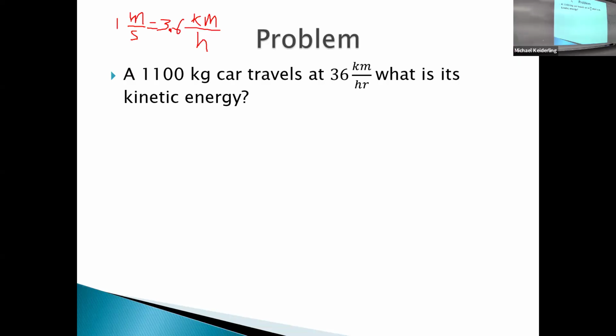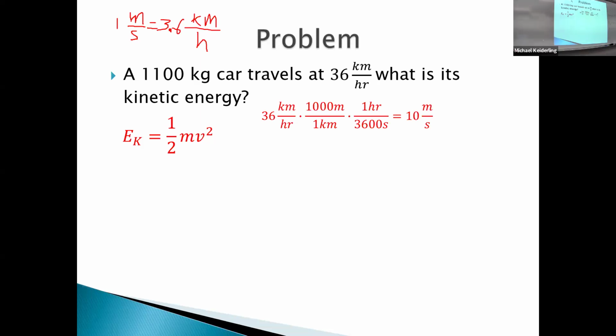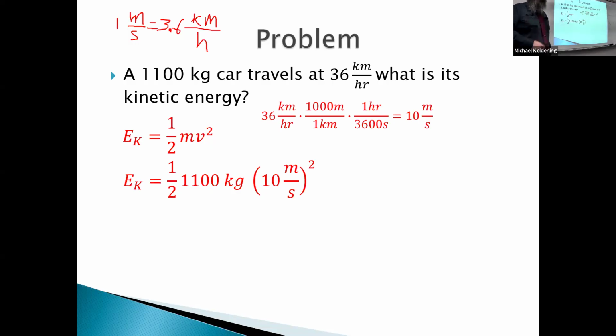No, you're off by a factor of 10. So kinetic energy is 1/2 mv squared. Our velocity is 10 meters per second. So 1/2 times 1,100 kilograms times 10 meters per second squared comes out to 55,000 joules.